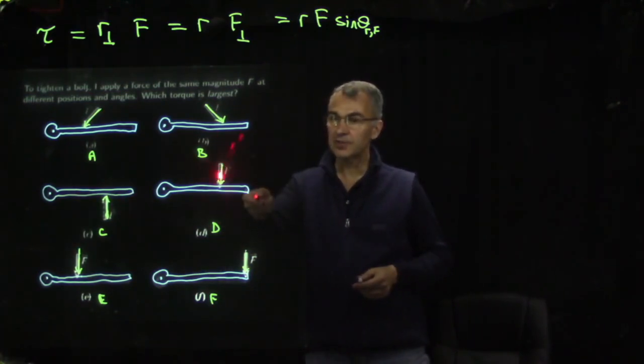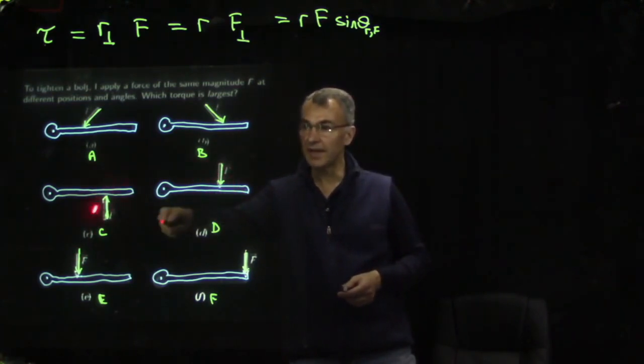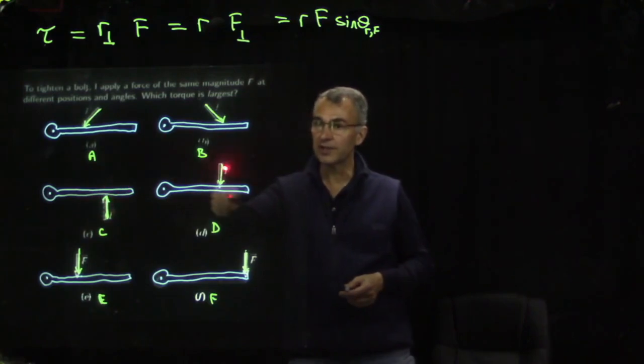Actually, this seems to be clearly biggest because there's no place else that I'm applying the force at the entire length of the wrench. So here I'm using this, it's perpendicular, but it's a smaller distance. Here it's perpendicular, but it's an even smaller yet distance. And it seems like C and D are the same magnitude, but in opposite senses. So one is clockwise and one is counterclockwise.